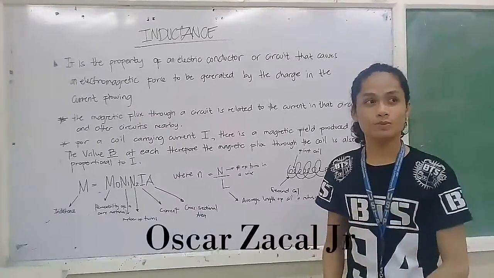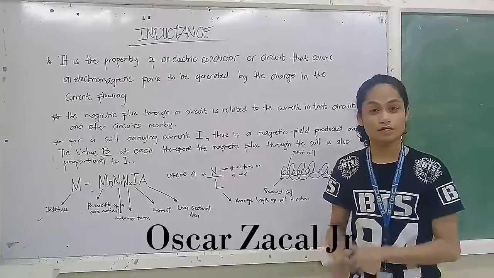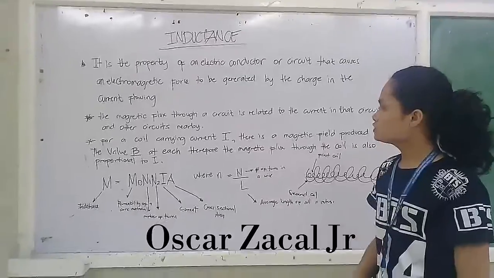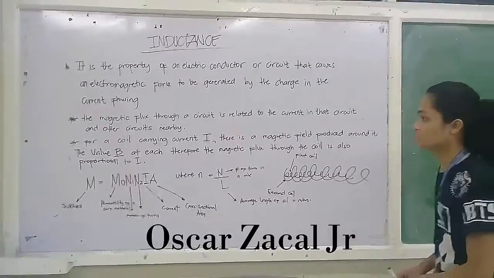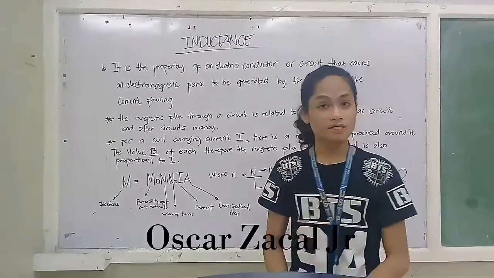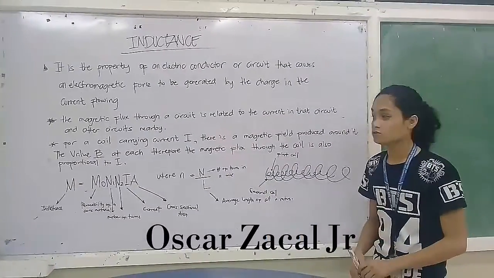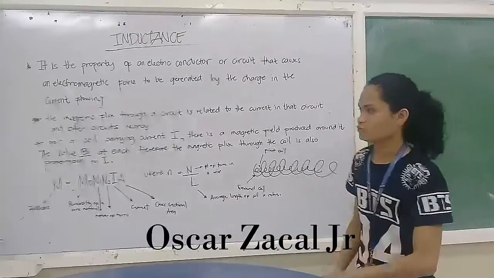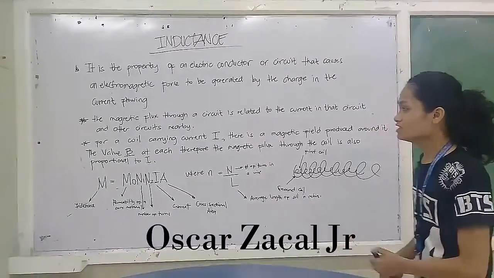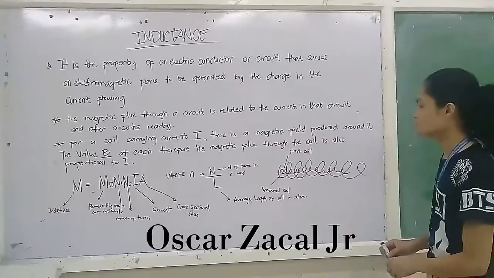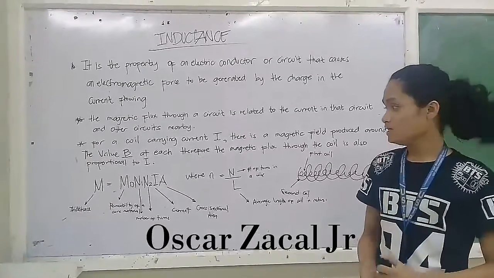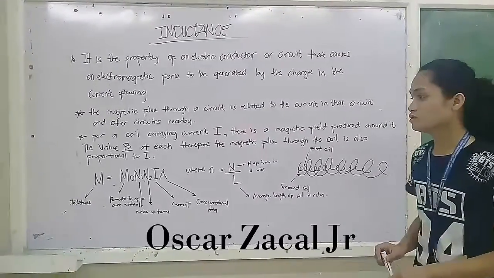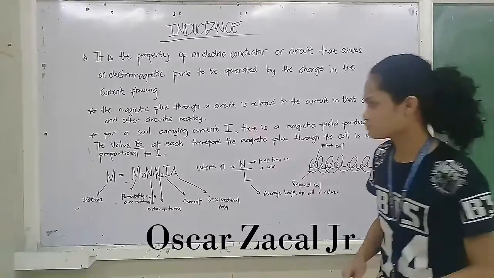So that's more of a definition of what inductance is. The magnetic flux is related to the current in the circuit and other circuits, meaning there is a voltage in any other circuits. For a coil carrying current I, there is a magnetic field produced around it. Therefore, the magnetic flux through the coil is also proportional to I.